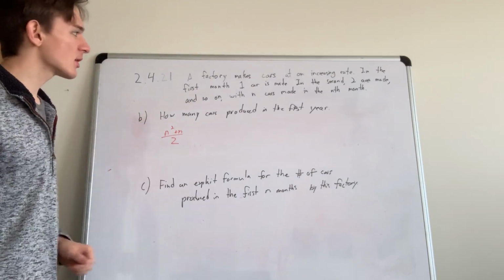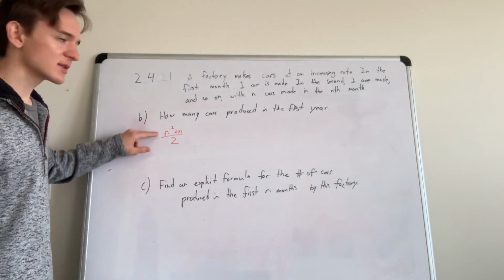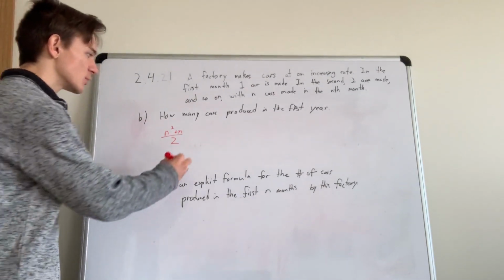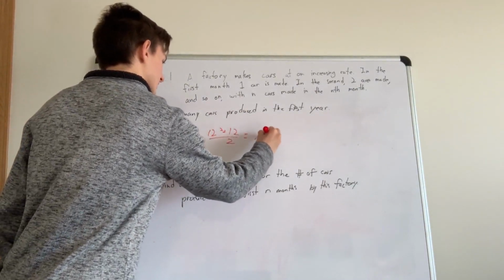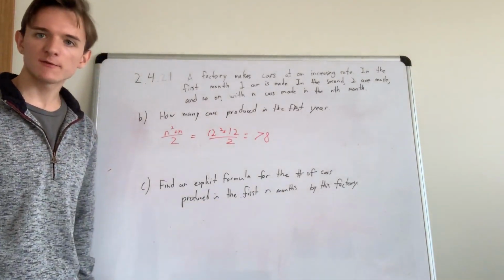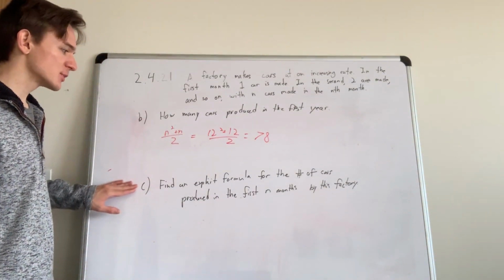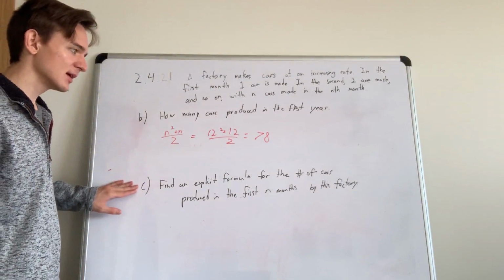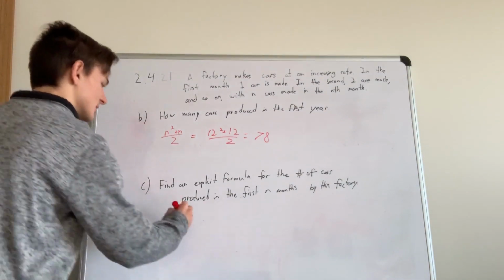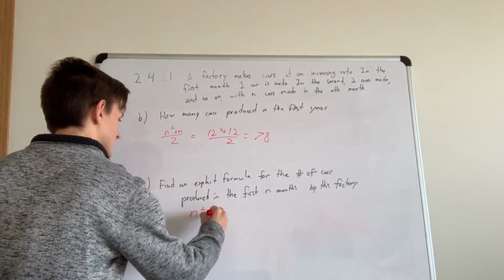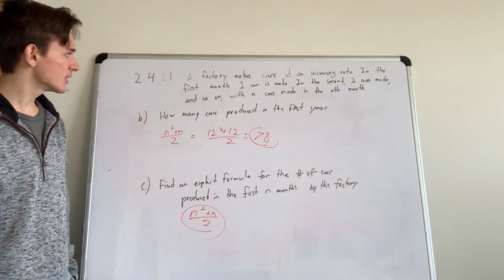Again, the question reads, how many cars are produced in the first year? Now, of course, n represents how many months have gone by in our formula. So if we just plug 12 in, we get 78. 78 cars were produced in the first year by this factory. Part C reads, find an explicit formula for the number of cars produced in the first n months by this factory. We already solved that by doing B the hard way. So that's just n squared plus n all over 2. And those are our solutions, and we're done with the problem.